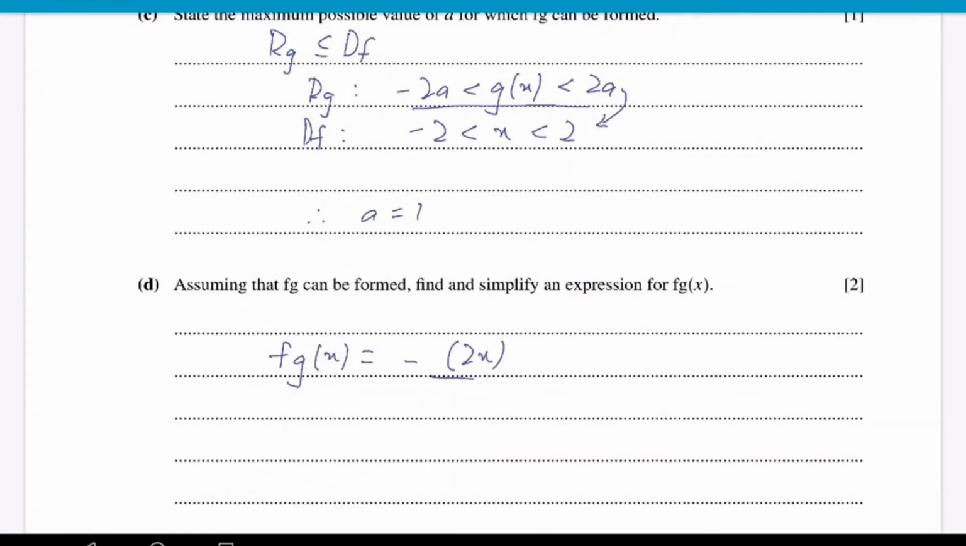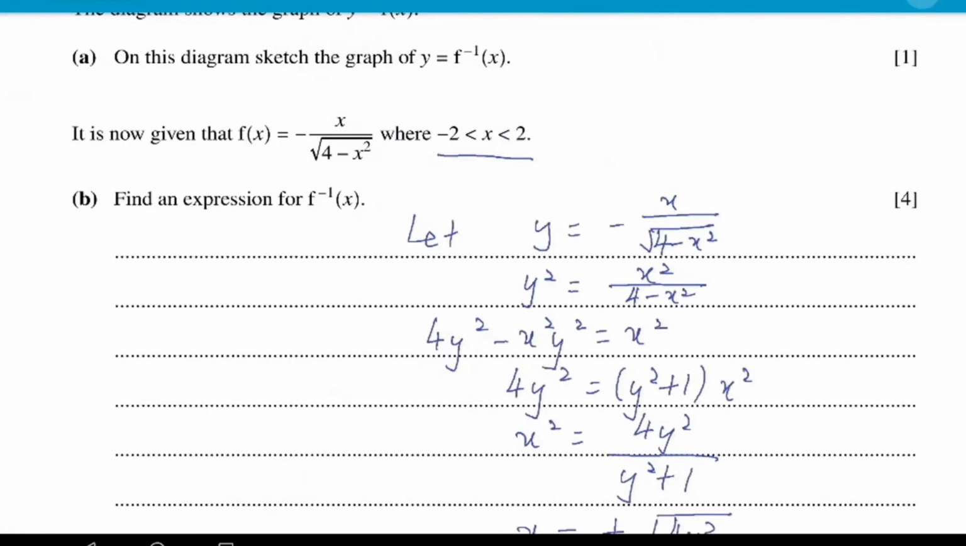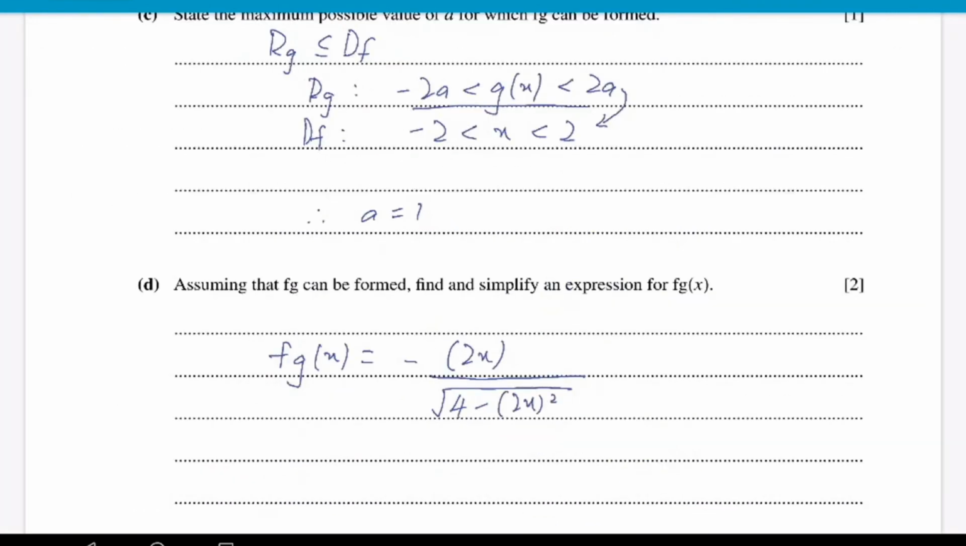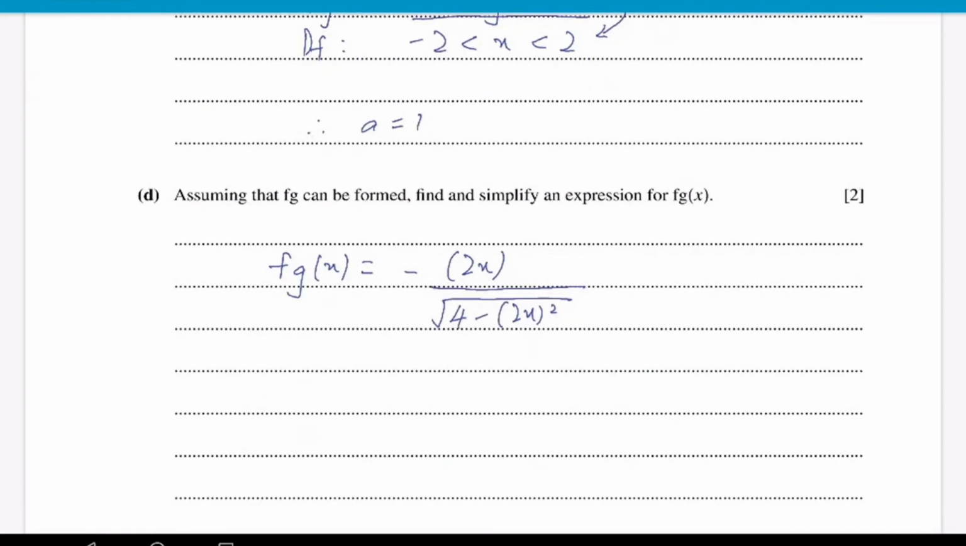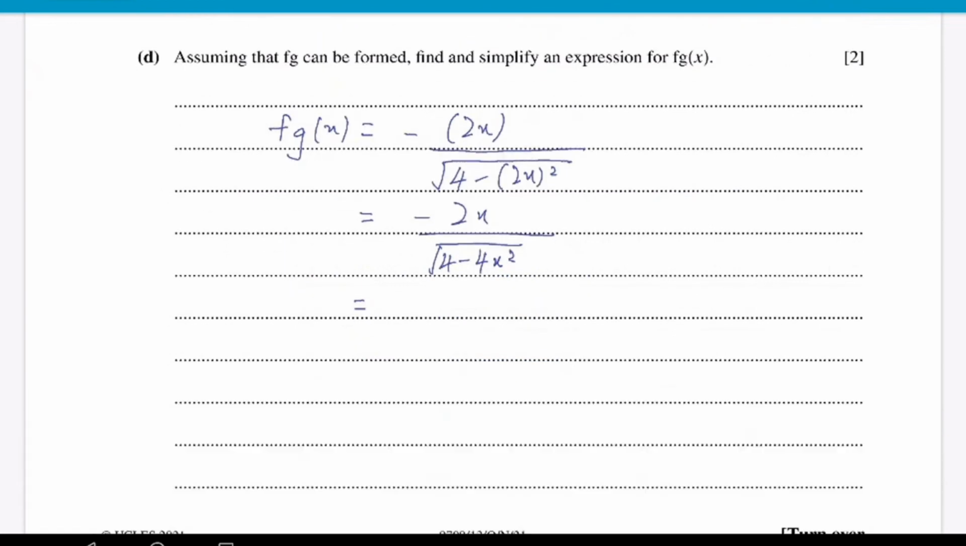Divide by, this is 4 minus x squared, so the x here is 2x. We are going to square that. It's very easy. So negative 2x over the square root of 4 minus 4x squared, which you can actually factorize a 4 out, including the square root there. So this is the expression that we get, as easy as that.